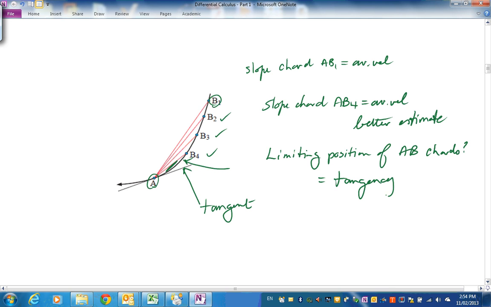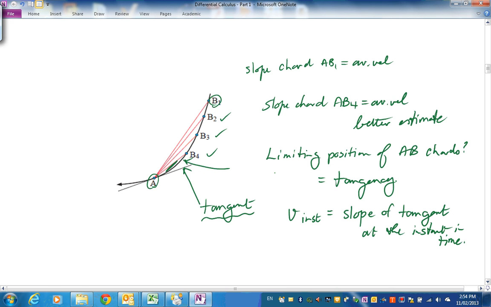And so Newton proposed that V inst, the instantaneous rate of change of displacement with time, was equal to the slope of the tangent. If only mathematically we could work that out. Slope of the tangent at the instant in time that you're interested in. So that was his fundamental reasoning.